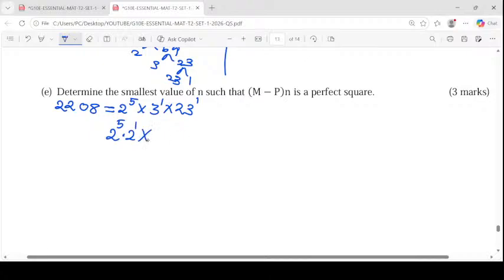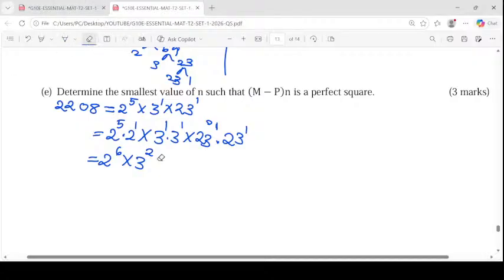Then times 3 power 1. To make this power even, I'll multiply this by another 3 power 1. Then on the other case, this is times 23 power 1. I'll have to multiply this by another 23 power 1 to make it even. So this now will become 2 power 6 times 3 power 2.